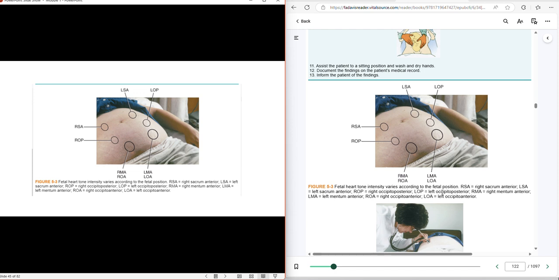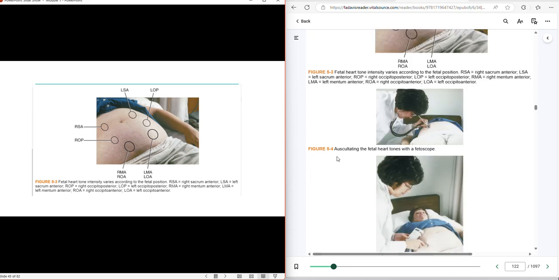Okay. Occiput posterior, that's the back of the head. The mentum is the chin. Okay. We'll talk more about this later, but just be familiar with this. Is how you get the fetal heart tones. Okay. Based on the positions here, you find where the heart would be heard the best.